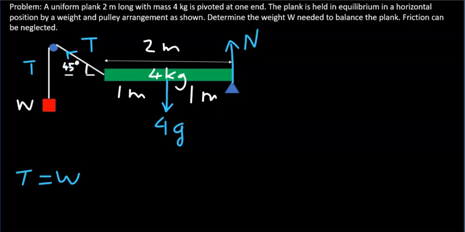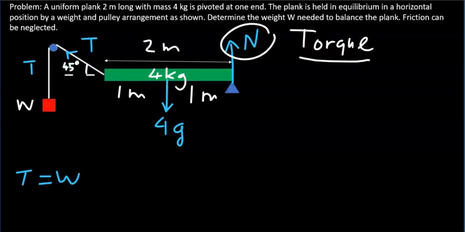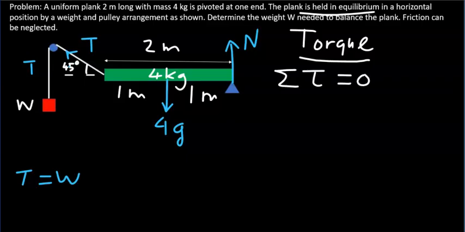Now let's calculate the torque about that support point. And this is the torque resulting from the forces acting directly on the plank. There are three, as we know: the normal force, the weight of the plank, and the tension. And since this plank is held in equilibrium, the sum of all these torques must be zero. So there are three contributions.